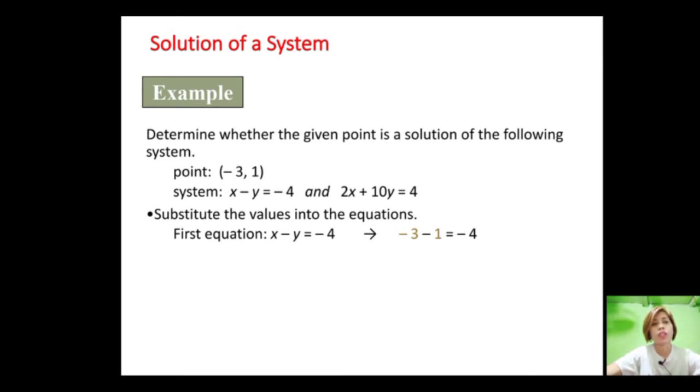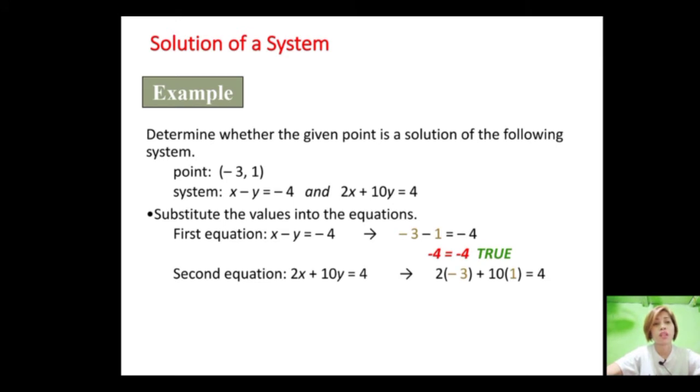So, negative 3 minus 1 is negative 4. Yung nasa left side, ang sagot, negative 3 minus 1 is negative 4. And yung nasa right side is also negative 4. Therefore, negative 4 is equal to negative 4. True. Dahil equal naman talaga sila. So, kailangan natin ng dalawang true statement. Okay, let's have the second equation. Substitute natin. So, 2x plus 10y is equal to 4. So, 2x means 2 times x, meaning 2 times the value of x, which is negative 3. And then, plus 10y, which is 10 times y, or the value of y, which is 1.